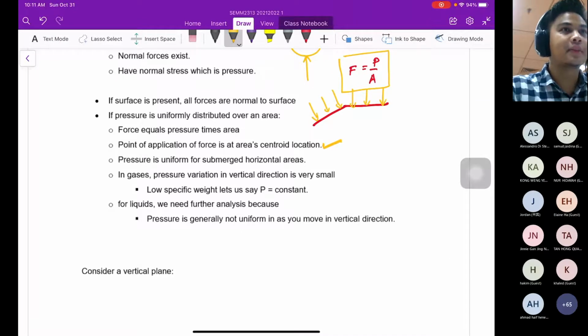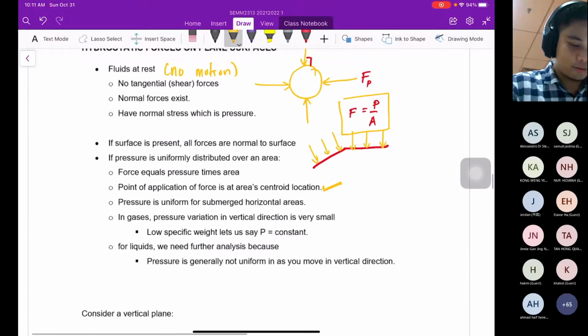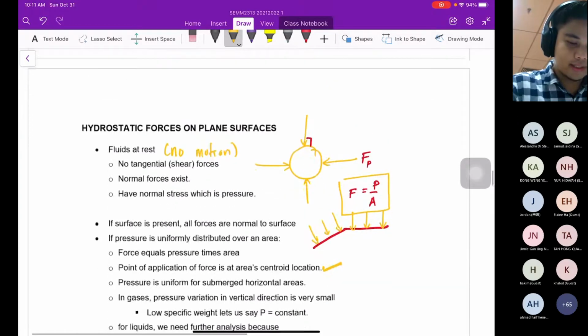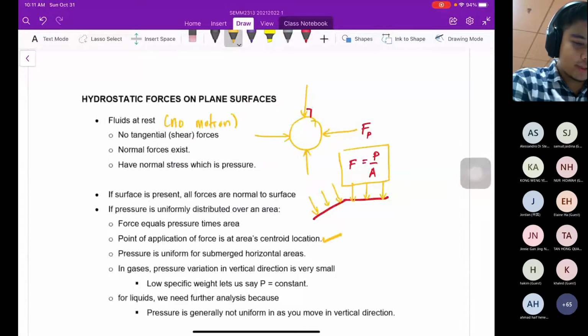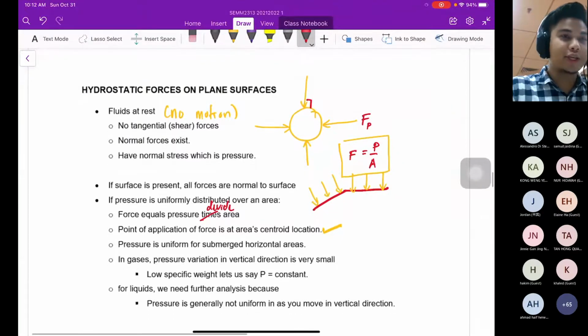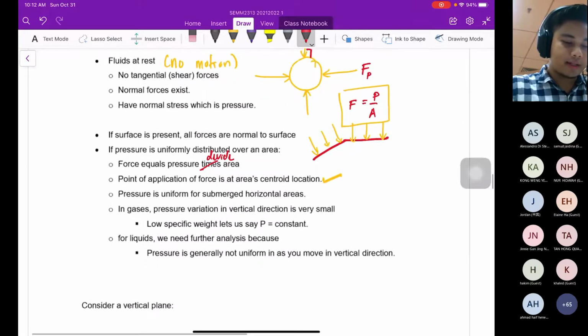Yes. I want to ask about the sentence that says force equals pressure times area, or force equals pressure over area. Sorry, force equals pressure... this is not okay. Thank you, this is a typo. This is divide, divide by area. Okay, thank you.